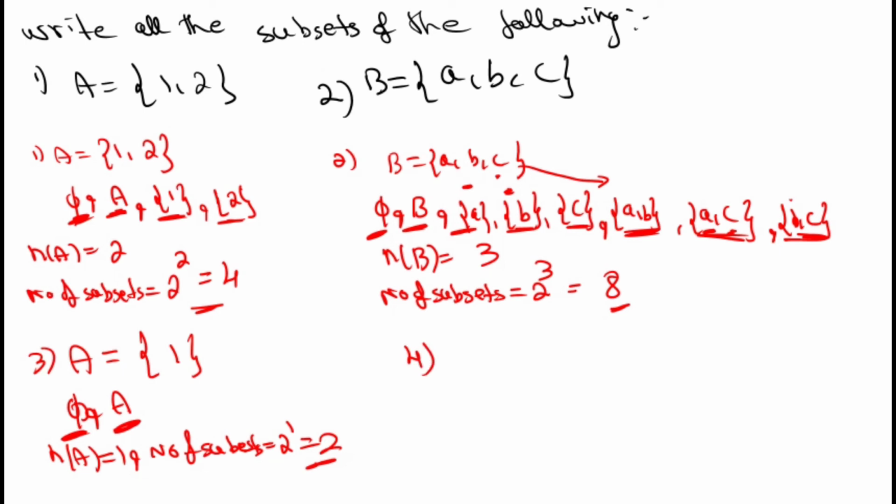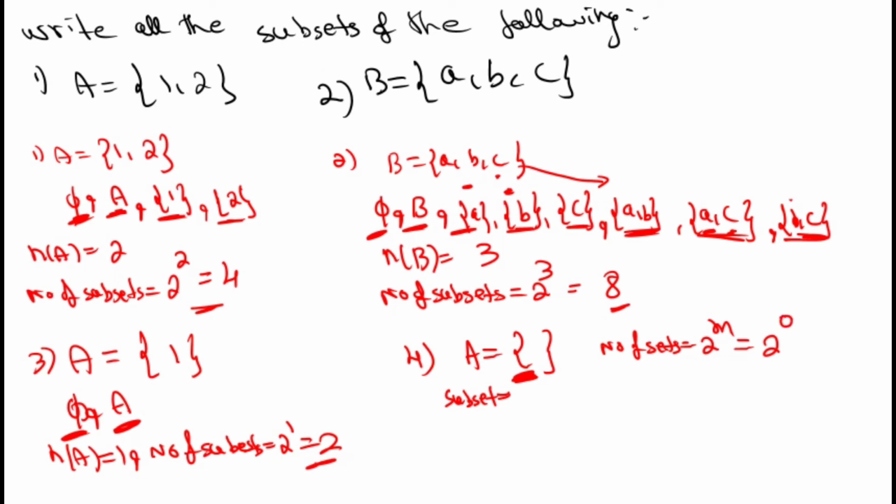And take the next example, see, set A is equal to the empty set. What is the subset? It has one subset, right? Because see, the number of subsets is equal to 2 to the power n. What's the number of elements in the empty set? No element, right? So you can write it as 0.